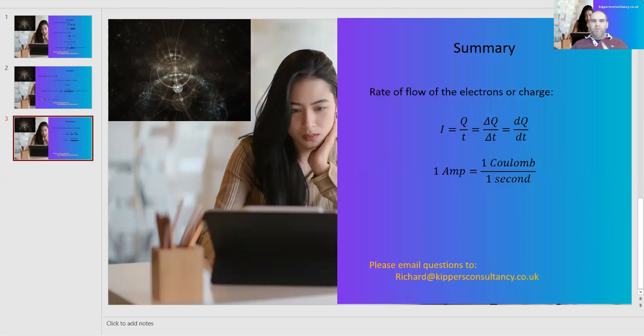Hopefully, this will give you a comprehensive understanding of charge as applied to the movement of electrons and ions. Just remember that current is the rate of flow of charge, or how fast charge flows.